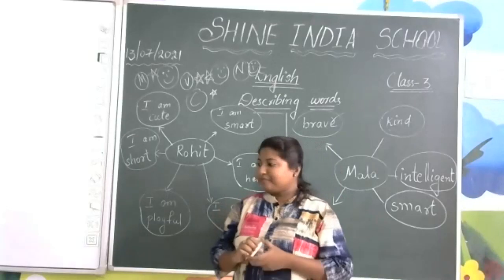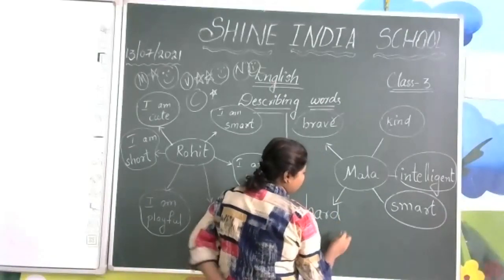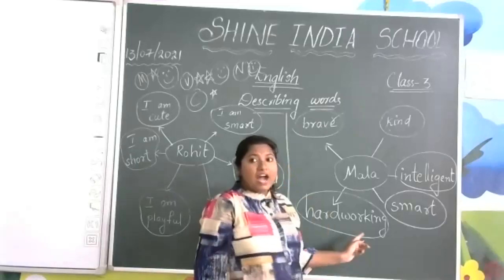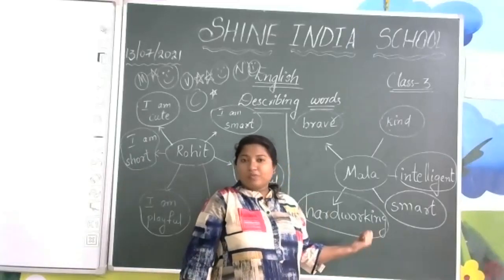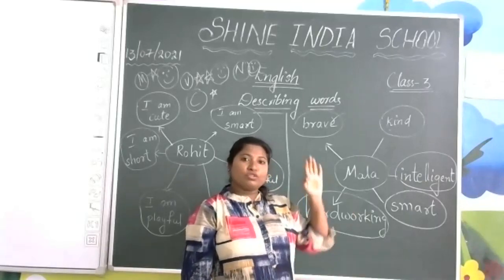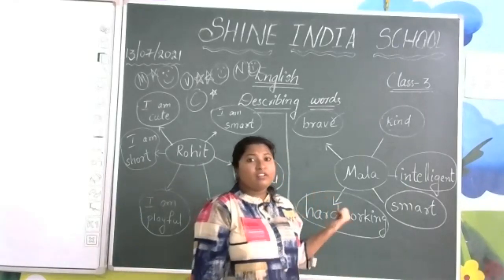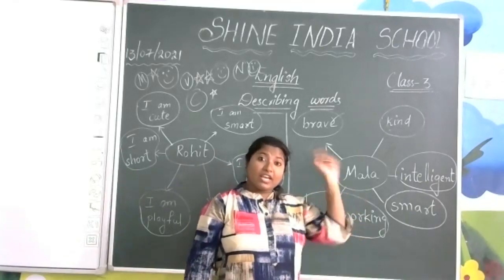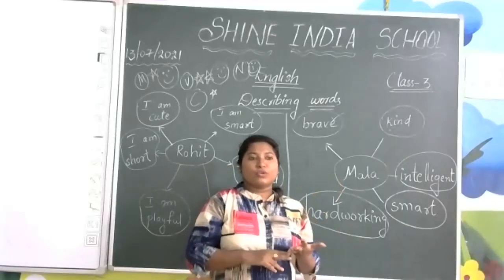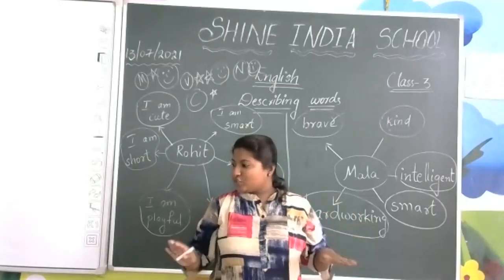Anyone trying to tell the answer? Understood? Mala is hardworking. How can you tell Mala is hardworking? Because she goes to the forest, crosses the forest, goes to the river, fills the water, comes again, crosses the forest, then fills the pot. So much hard work she is doing, right? That's why Mala is hardworking. Understood?